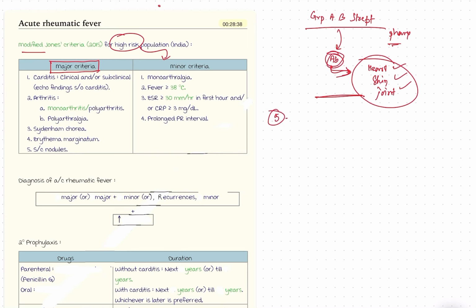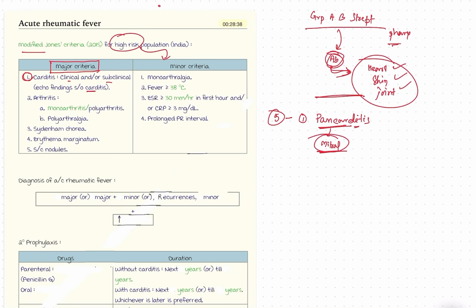The first criterion is pancarditis. It is not just a carditis. Pancarditis means involvement of myocardium, endocardium, pericardium, etc. The patient will typically have chest pain, and there will be a friction rub. This is very important: it may be clinical or subclinical, and an echo finding is suggestive of carditis. Pancarditis mostly involves the mitral valve, leading to mitral valvulitis or mitral regurgitation.